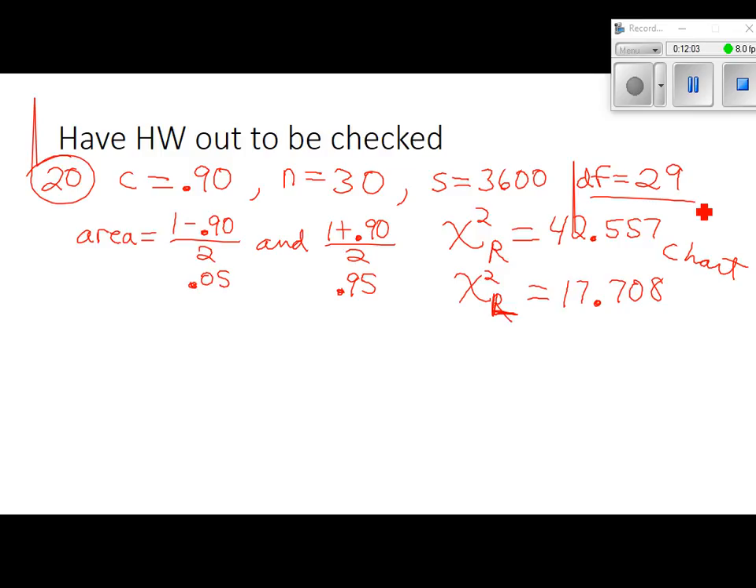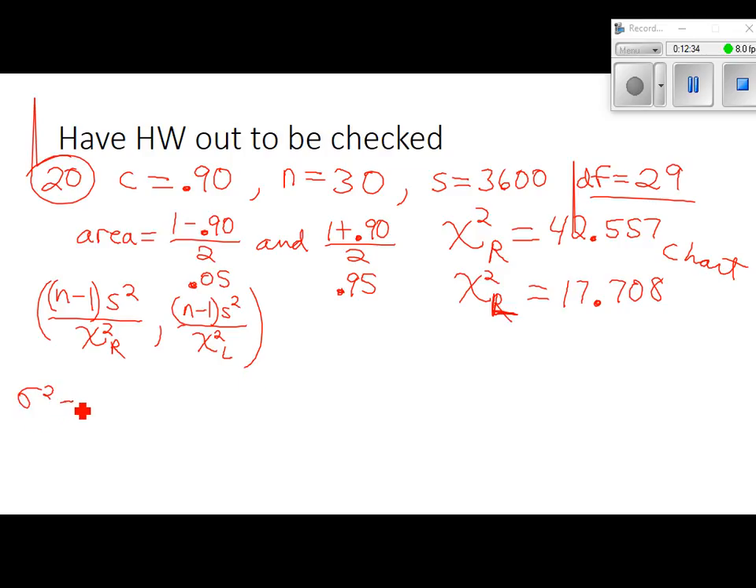Now once we have all that, we're going to use our formula again. n minus 1 times S squared divided by chi squared right, that's our low limit. And our high limit is n minus 1 times S squared divided by chi squared left. Remember, our first one is the variance that we're finding. Somebody plug all that in. What do you put in place of n? 30, and 30 minus 1.